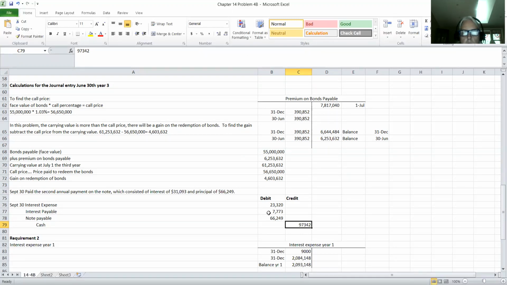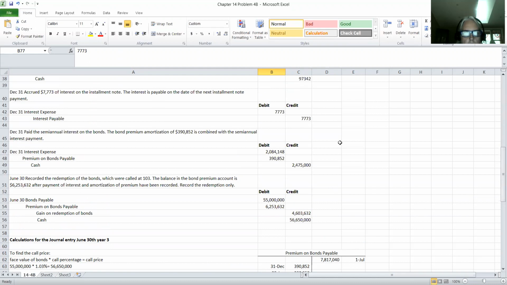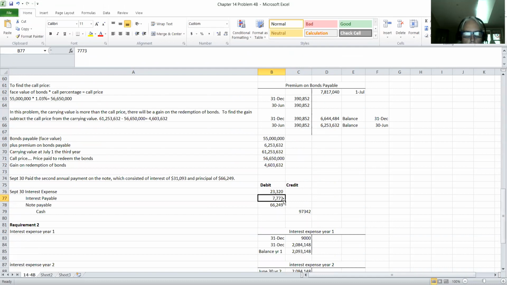$66,249. We had some interest that we had accrued from a previous year-end transaction. That interest that we accrued was right here. So the interest payable has to go away. To make the interest payable go away, we would debit that amount to the interest payable account. Because this was accrued and the total amount of interest was $31,093, the difference between these two is the actual interest expense at September 30th, or the interest expense for this year from January to September 30th.